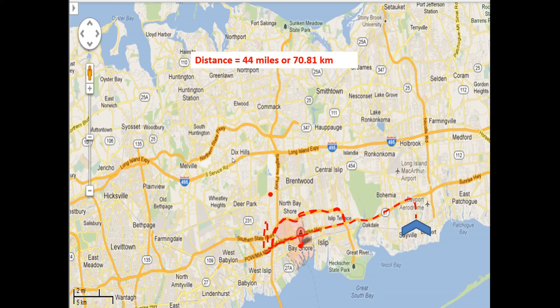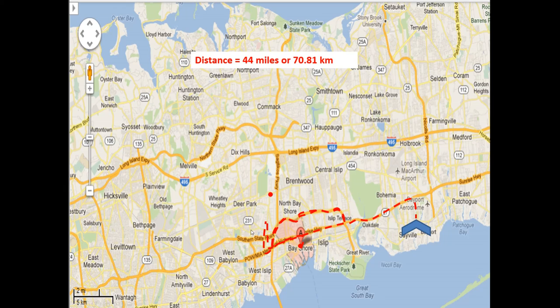Well, the answer is no. This number makes no sense. The reason being is that this isn't 44 miles straight. I was doing a ton of loops. So this 44 miles is including a lot of backtracking. Instead, what would have been a really good piece of information is to tell him the distance from where I started to where I end up.